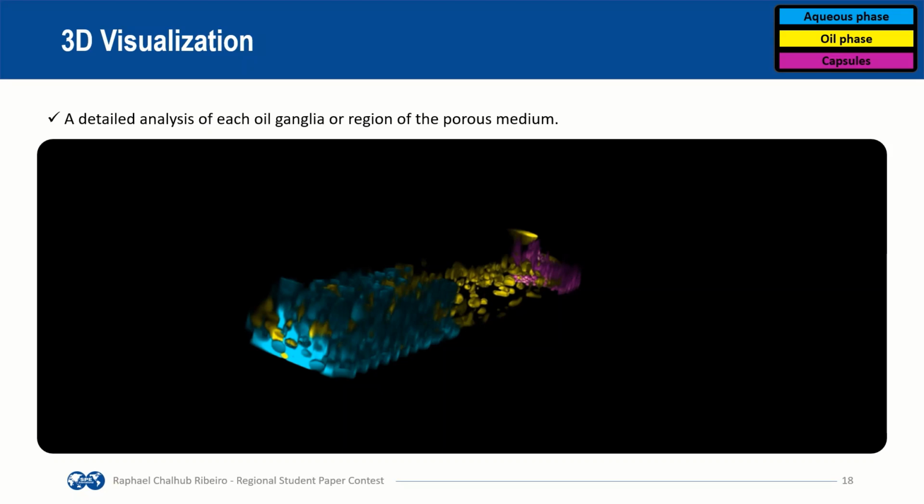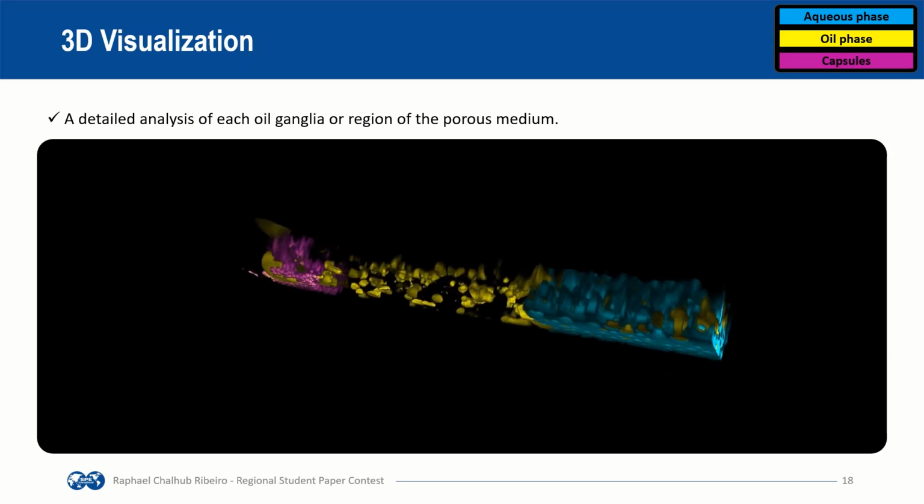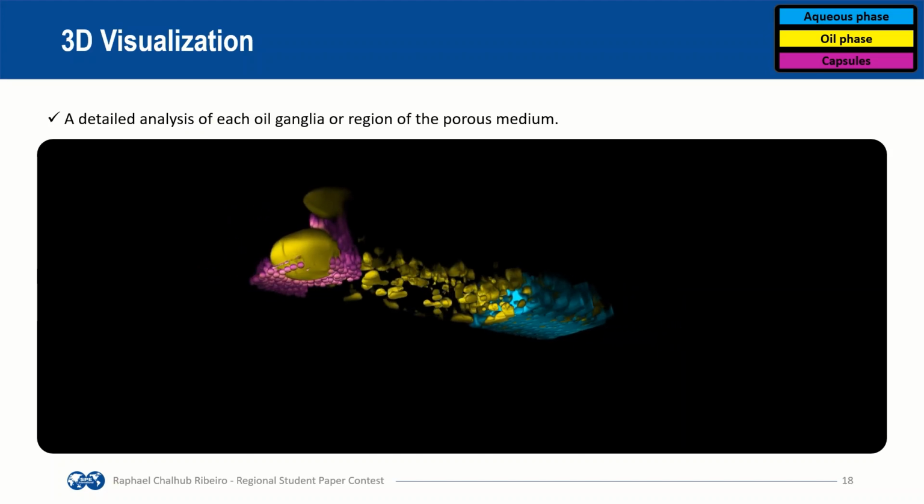The visualization technique allows the manipulation of the image in order to display different aspects of the phase configuration. For instance, in this example, the aqueous phase is hidden in part of the device, so it's possible to single out the oil and the microcapsules.